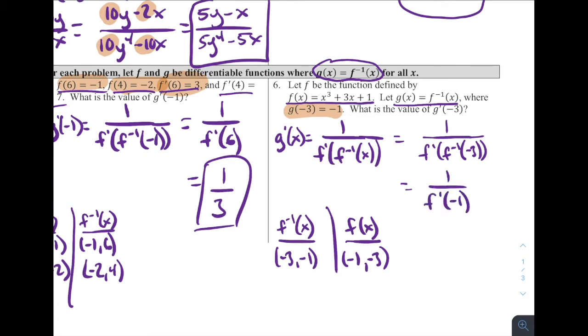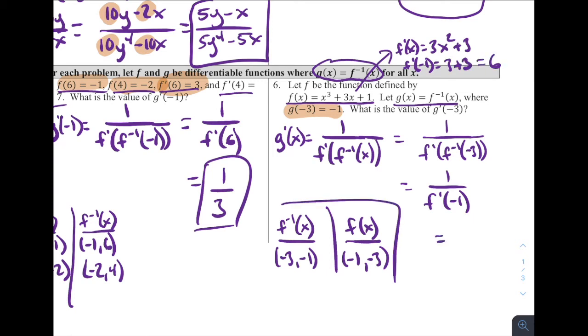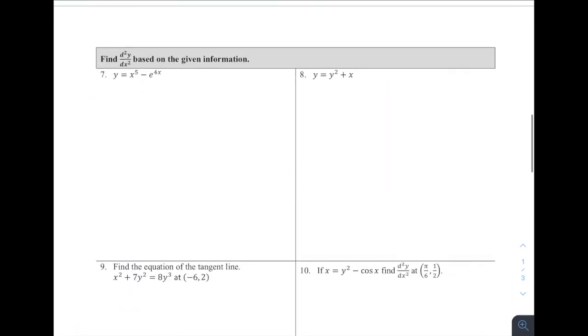And then here, I'm going to need to take the derivative of this function and plug in -1. So the derivative f prime of x is 3x squared plus 3. And so f prime of -1 is equal to 3 plus 3, which is equal to 6. So this is going to be equal to 1 over 6 as our answer for this problem. Nice. Let's move on to number 7.